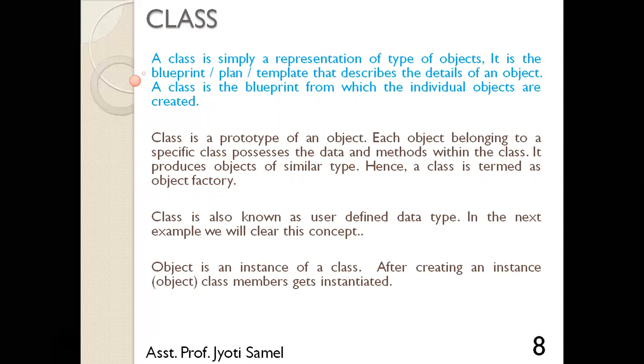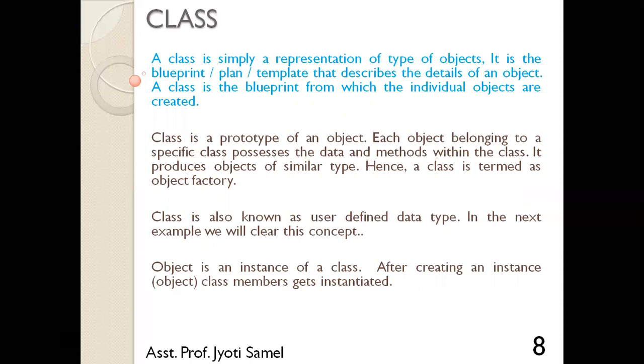It is a blueprint or plan or template that describes the details of an object. A class is a blueprint from which individual objects are created. As we already said, a class is a prototype for an object. Each object belonging to a specific class must possess the data and the methods within that class. It produces objects of the similar type. Hence, the class is termed an object factory.